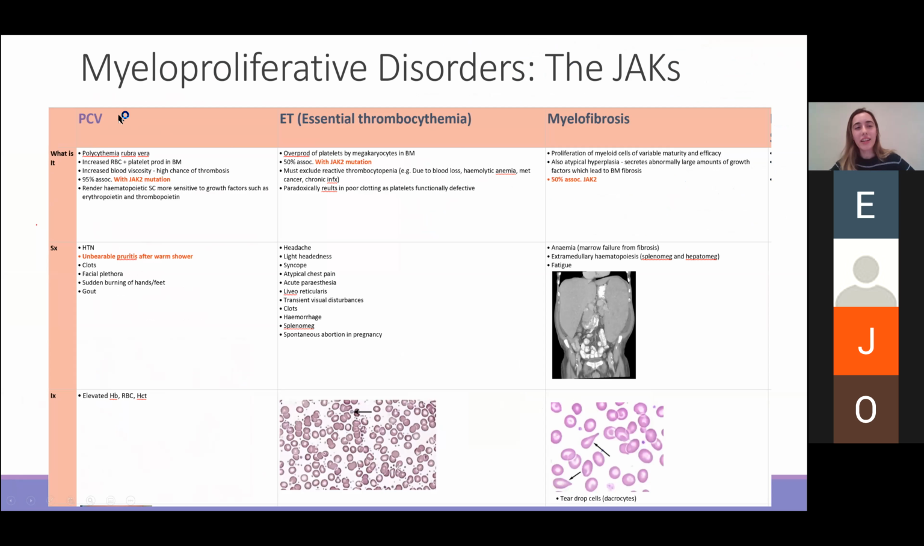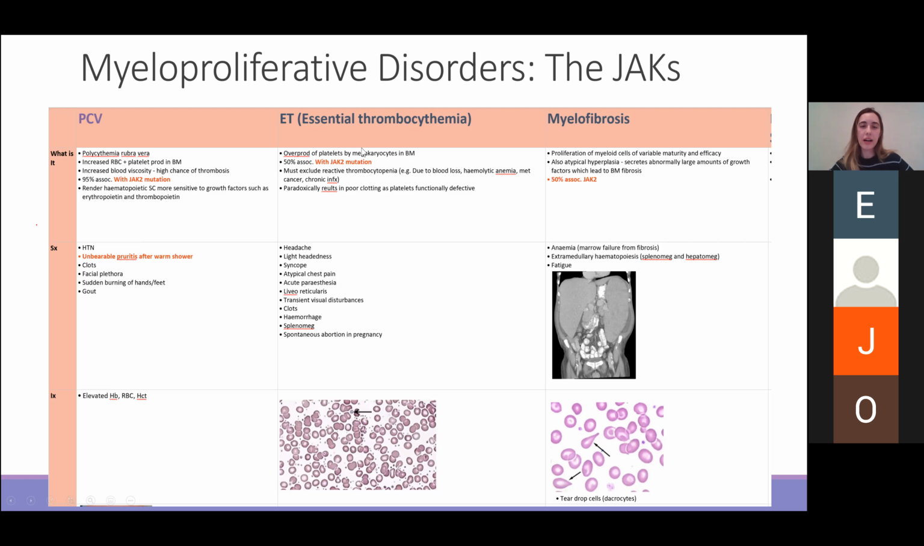So these are all about those myeloid cell lineages. If you can think back to them, and if you have an overproduction of your red blood cells, then it's this condition called polycythemia rubra vera. Don't really need to know too much, except that often it's given away in questions by having really bad itching after a warm shower.